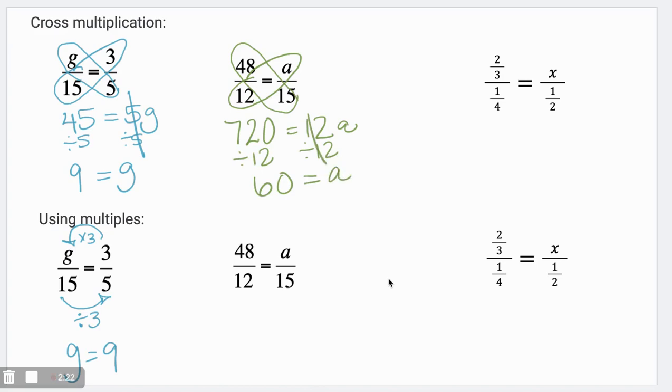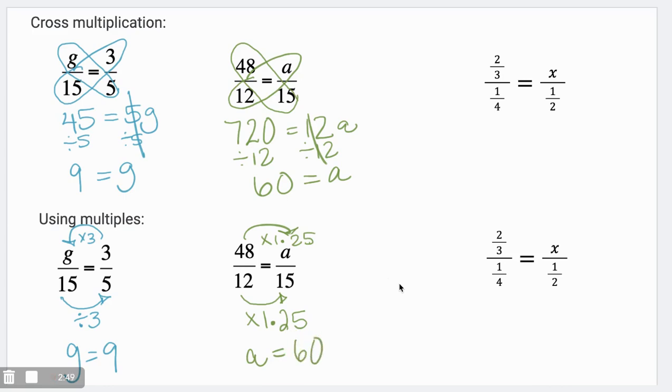If you are using multiples, to get from 12 to 15, I need to multiply by 1.25. So to get from 48 to a, since I'm going the same direction, I would do the same thing. So I'm going to multiply by 1.25. And that is also going to give us 60. So a equals 60.